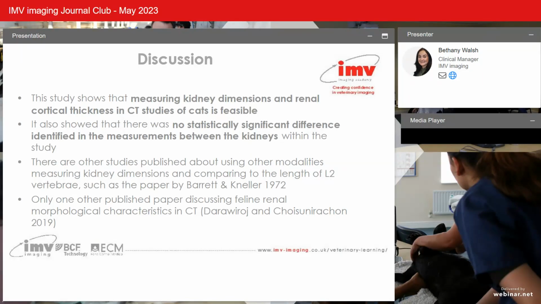So this study shows that measuring kidney dimensions and renal cortical thickness in CT studies of cats is feasible. It also showed that there was no statistically significant difference identified in the measurements between the kidneys within the study. There are other studies published using other modalities measuring kidney dimensions and comparing them with the length of the L2 vertebra, such as the paper by Barrett and Kellner from 1972. Only one other published paper discussing feline renal morphological characteristics in CT was published in Thailand.